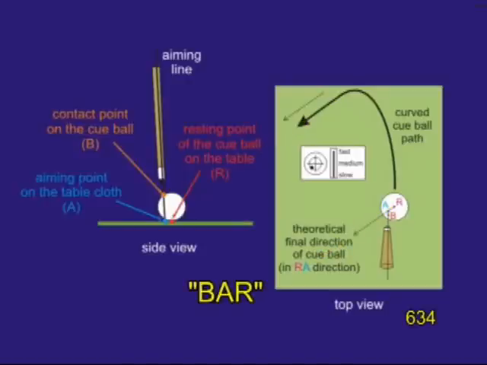We call the system the bar method. Contact point B on the ball results in aim point A on the cloth, and the line from resting point R gives us the final cue ball direction.